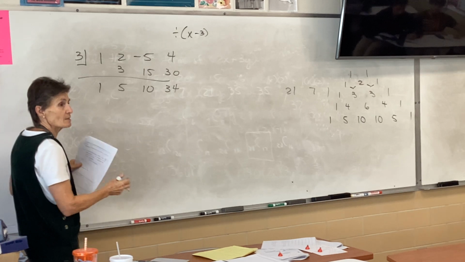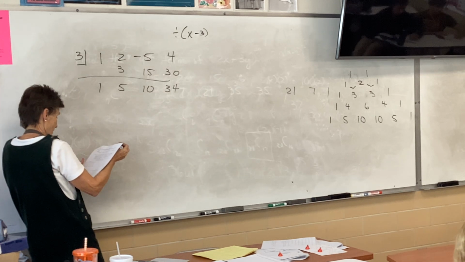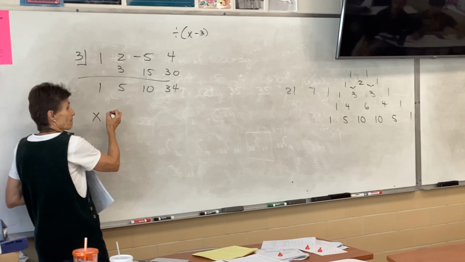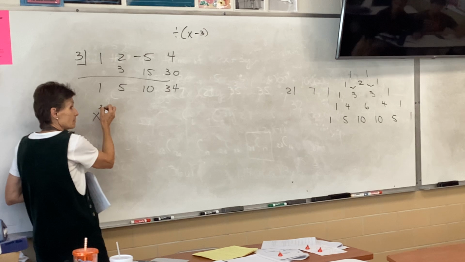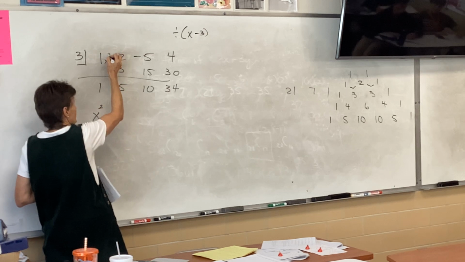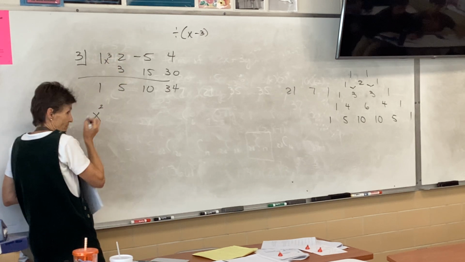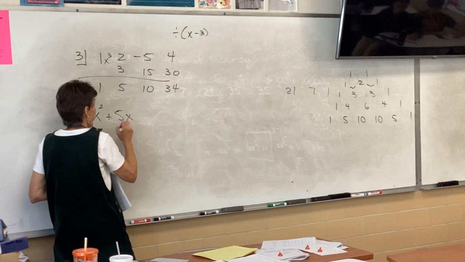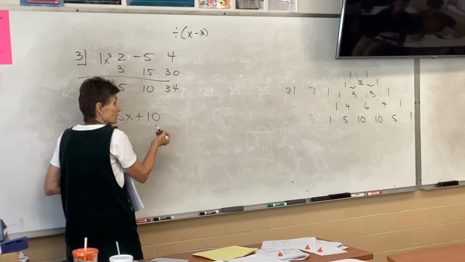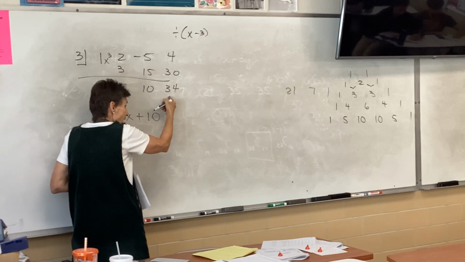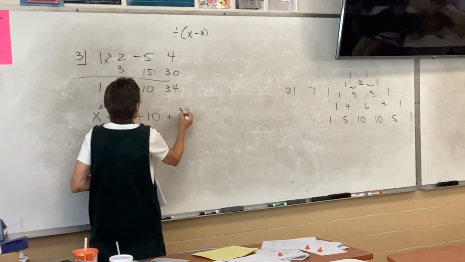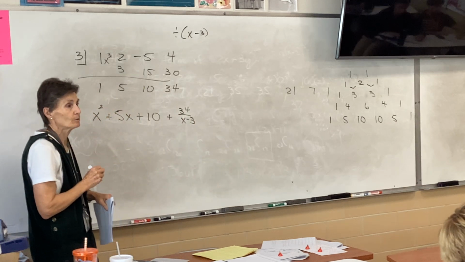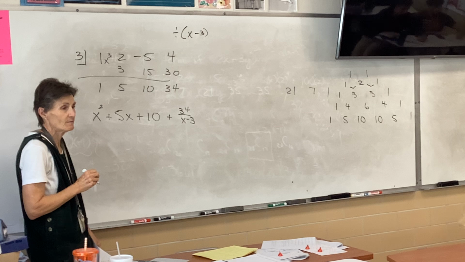So what's my answer? It says divide. What's my answer? X to the second, because wasn't this x cubed? We're dividing by an x, so it's gonna go down one. So x to the second plus 5x plus 10. And then what's that? The remainder. Now, it didn't say find the slant asymptote, so I gotta include the remainder as part of the answer of the division problem.